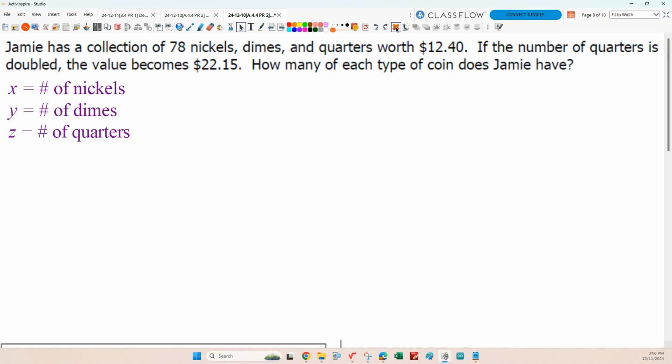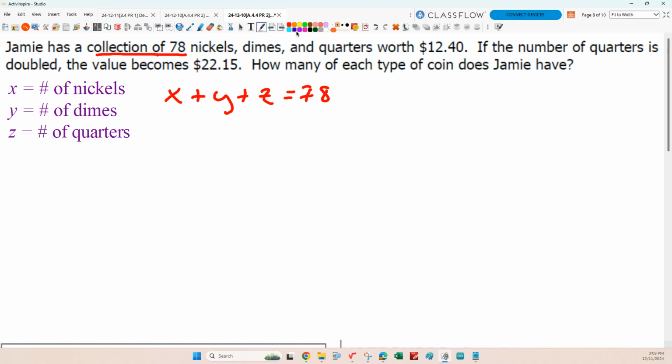No. It has to be 78 because what are the units of these? Numbers of coins, right? So it can't equal a dollar amount. It has to equal a number of coins, which is 78. So there's our first equation. She has a collection of 78. So x plus y plus z equals 78. Okay? We need 2 more equations.